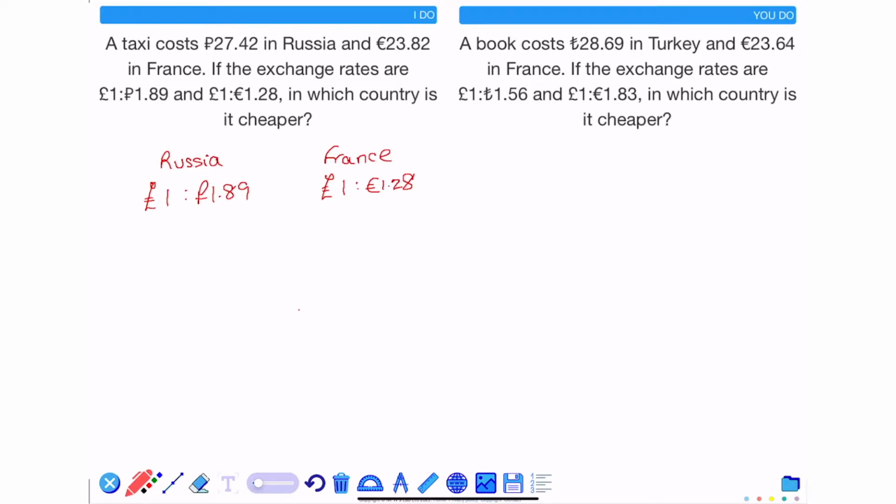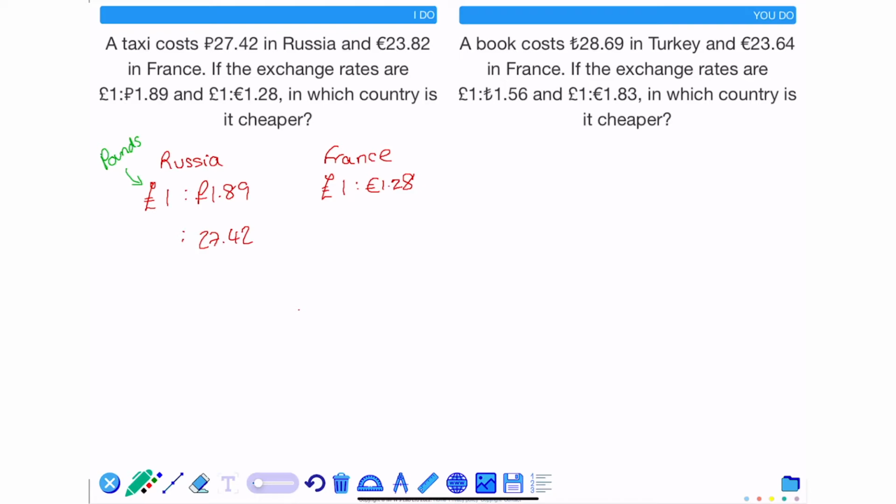we can use these in order to convert both the cost of the taxi in Russia and the cost of the taxi in France into pounds. By doing this, we then have a comparative value to then judge where the taxi would be cheapest. Within the ratio, the left-hand side always represents the pounds. And what I'm aiming to do is convert 27 rubles and 42 kopecks into pounds.